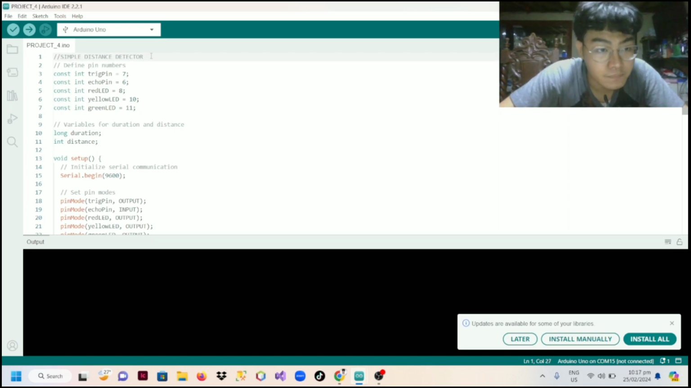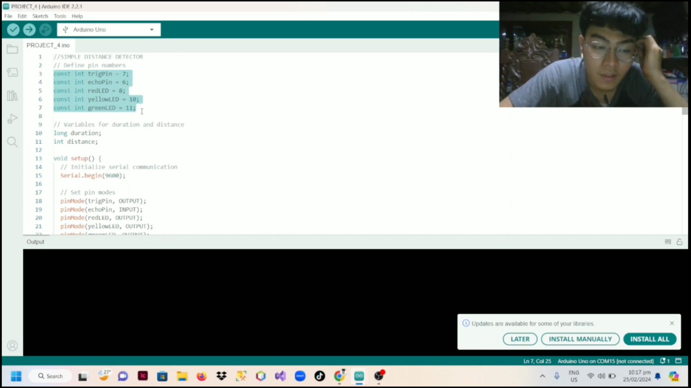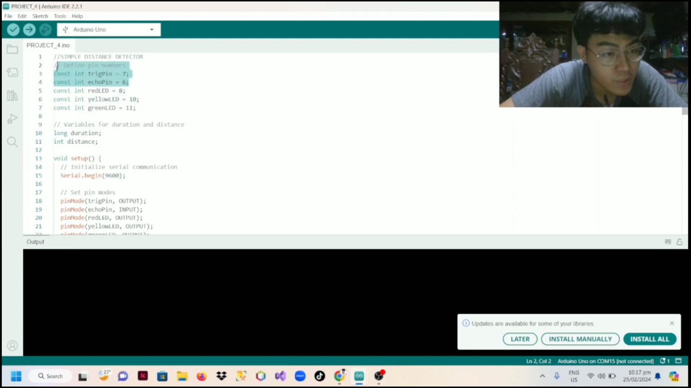So let us begin. For our first one, we have these constants that we are going to define. In here we have the trig pin, echo pin, red LED, yellow LED, and green LED, and these will be defined as the pins that will be connected to the ultrasonic sensor. For the ultrasonic sensor, we only have this trig pin and echo pin. On the other hand, we have these three LEDs that are respectively named by their color.